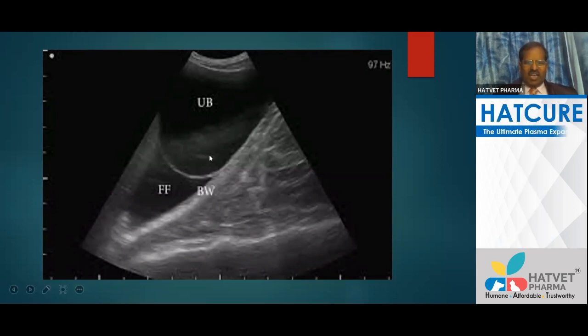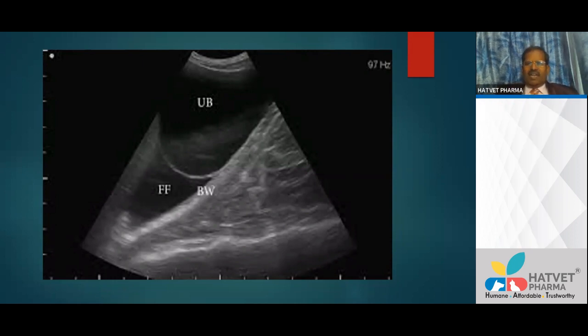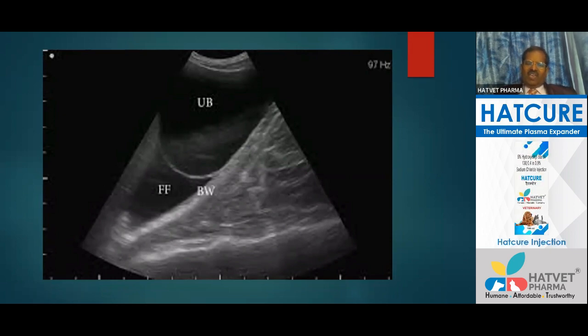Here you can appreciate the urinary bladder. Below that there is an anechoic structure. This is the particular area they call the cystocolic. Cysto means bladder, colic means colon. Between the urinary bladder and the colon, if you have an accumulation of fluid or blood, it will help in identifying the presence of fluid in accident cases.